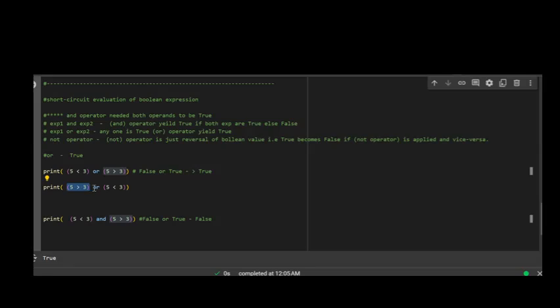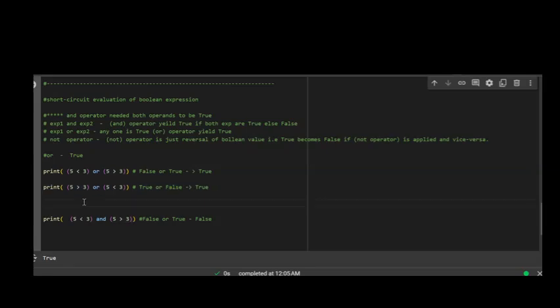If any one value is true, do I need to even check the next value? No, because the first expression is telling me it is greater, right? So for sure, if I say true or false, it's going to give me true, right? So my system already knows that 5 greater than 3 is true, and I'm using the or operator with that. I need not evaluate 5 less than 3, I'll say it's true.